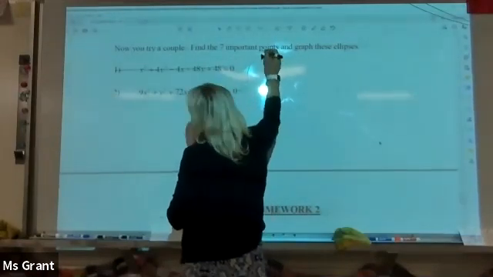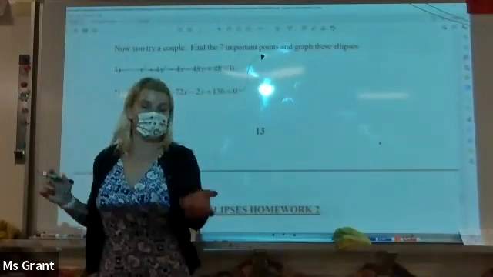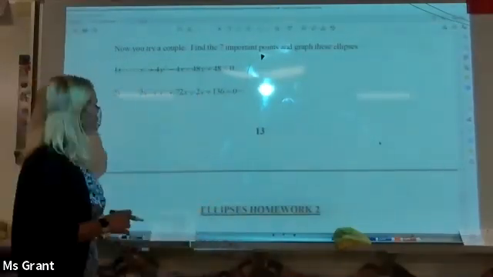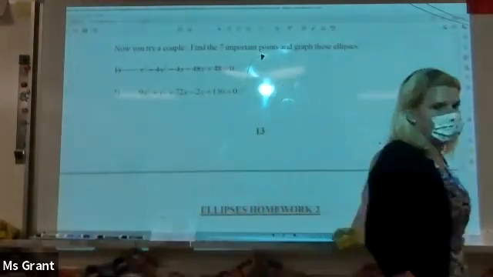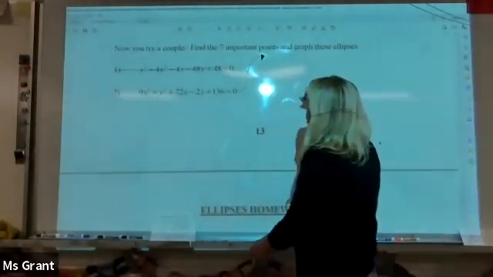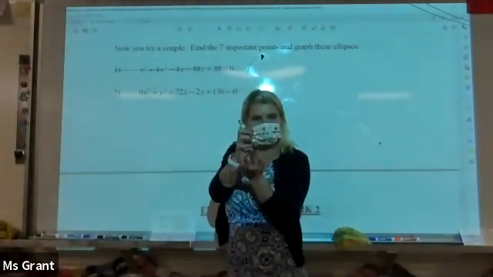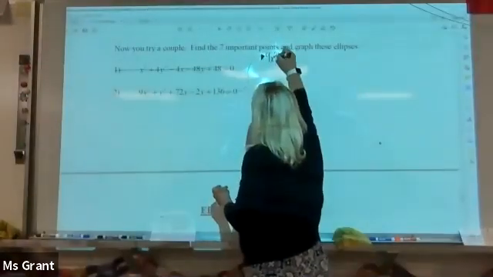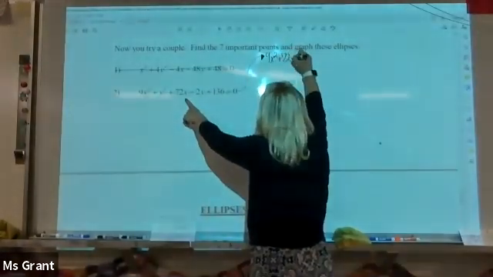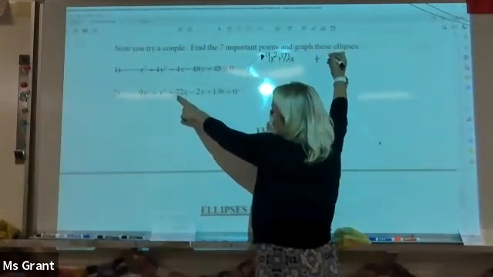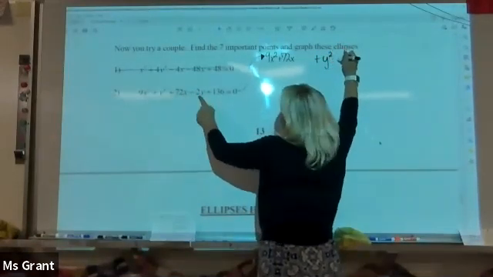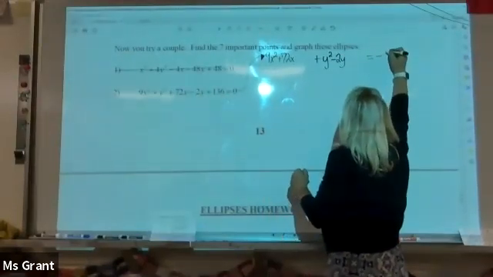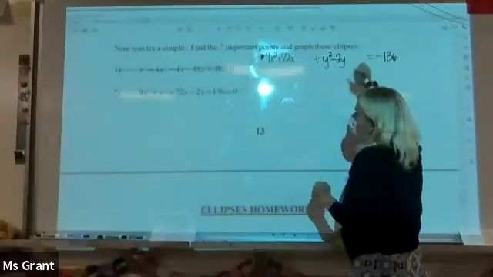On your homework tonight, you do have problems that you need to graph, but remember I put that graph paper in Google Classroom so that you would have that resource for you for whatever day you needed it. Next week, next year, whatever. Okay, group the x's together, group the y's together. Plus 72x, leave a space for my b stuff. y squared minus 2y, leave a space for my b divided by 2, negative 136.